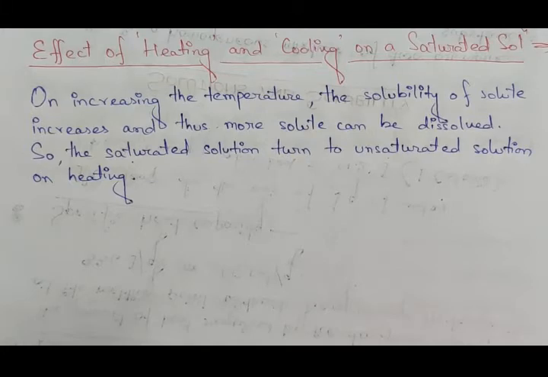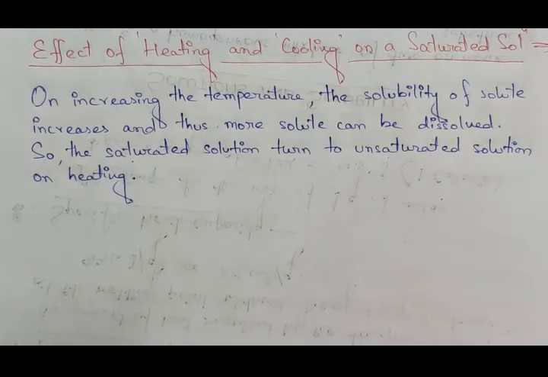Now what will happen if the saturated solution is cooled? So if a saturated solution available at a particular temperature is cooled to a lower temperature, that means while heating we just increased the temperature and on cooling we will decrease the temperature, then some of the dissolved solute will separate out in the form of solid crystals. So if the saturated solution is cooled, it will turn to the crystalline form.